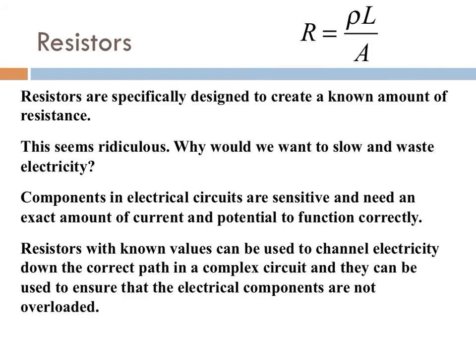Now, again, we know that we can use resistors or add resistance to a circuit. And resistors are specifically designed to create a known amount of resistance. Now, you may ask why we're adding resistance to a circuit anyway, essentially wasting energy. Well, components in electrical circuits are very sensitive and need an exact amount of current and potential to function correctly. So resistors with known values can be used to channel electricity down the correct path in a complex circuit, and they can be used to ensure that the electrical components are not overloaded. Again, all of this is just background information so that you understand where we're coming from.